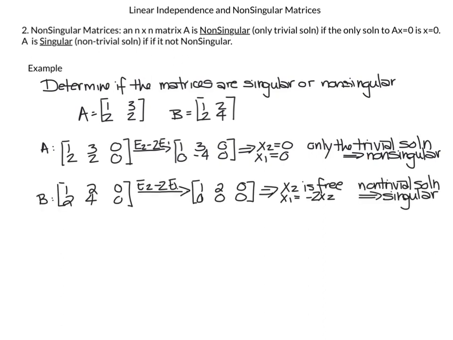For matrix B, I have the augmented matrix here, and it row reduces to [1, 2 | 0; 0, 0 | 0]. That means x2 is free, and x1 is equal to minus 2x2, which means there are non-trivial solutions, in fact infinitely many, which makes matrix B singular.